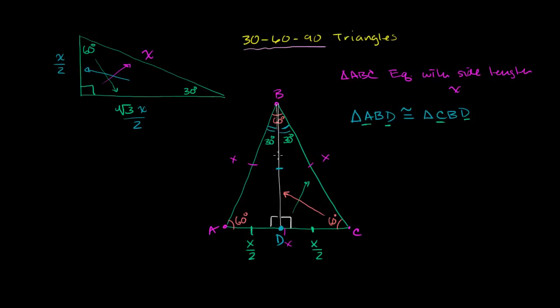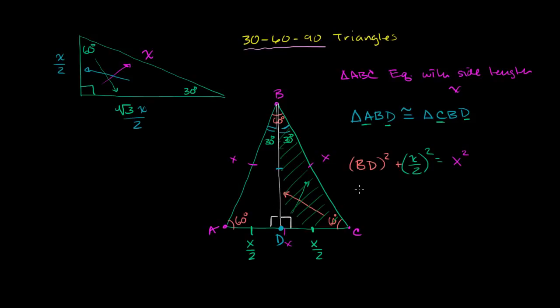And let's call that length, well, I'll just use the letters that we already have here. This is BD. And we can just use the Pythagorean theorem right here. BD squared plus this length right over here, x over 2 squared, is going to be equal to the hypotenuse squared. So we get BD squared plus x over 2 squared is going to equal x squared. This is just straight out of the Pythagorean theorem. And just to be clear, I'm looking at this triangle right over here on the right, and I'm just applying the Pythagorean theorem. This side squared plus this side squared is going to equal the hypotenuse squared.